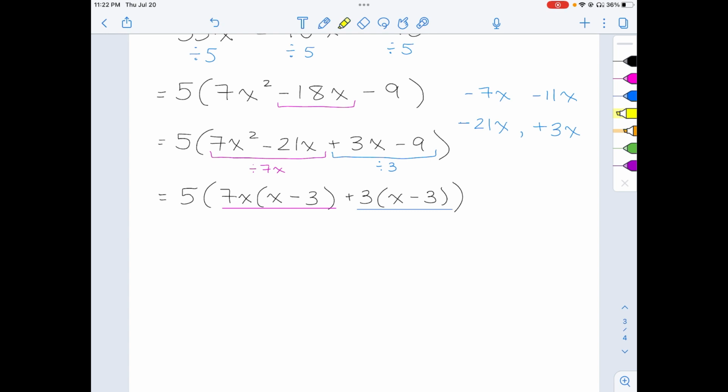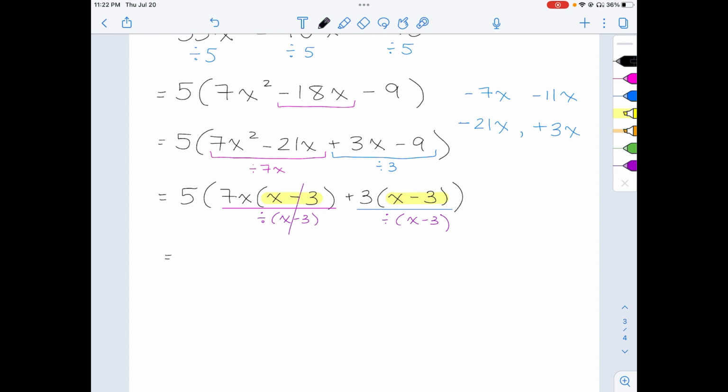And again, similar to last time, you will notice inside the bracket, you end up with the same binomial, the same two terms there. So what I'm going to do then is in this one, I'm going to divide by x minus 3. And in this one, I'm going to divide by x minus 3 to common factor once more. Okay, so this is going to cancel out here.